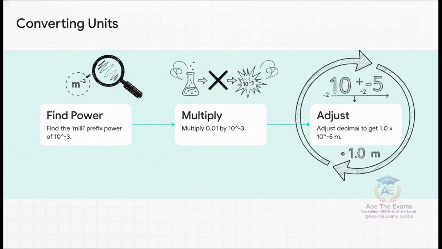But wait, step 3 is vital. The number 0.01 is not in standard form because it is not a number between 1 and 10. We have to adjust it. 0.01 is actually 1 times 10 to the power of negative 2. When we multiply that by our existing 10 to the power of negative 3, the rules of power say we just add the indices. Negative 2 plus negative 3 is negative 5. So our final perfectly framed answer is 1.0 times 10 to the power of negative 5 meters.